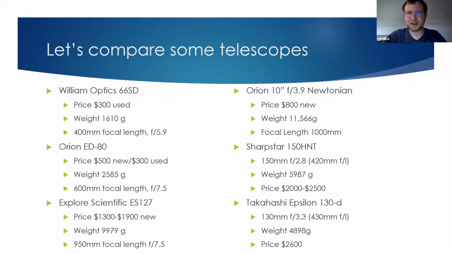And I'm going to show you an example of why that matters. You can step up to something like an Orion ED80, or even better, a 5-inch. Explore Scientific is on the low end of the 5-inch apos. And you're still looking at about a 7.5 focal ratio, still much slower than a camera lens.